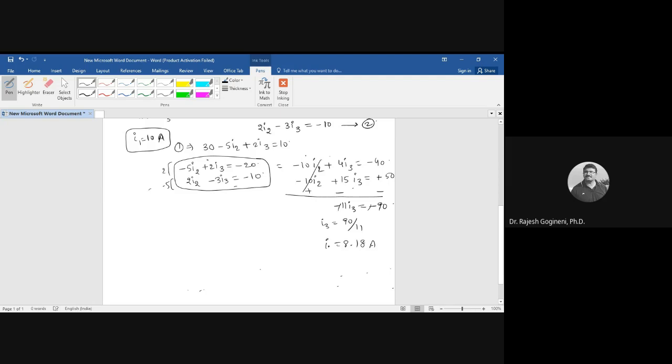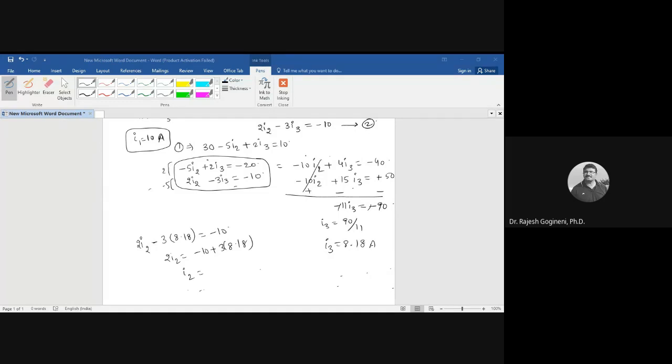I3. So now find I2 from this equation. Find I2. Already we know one relation, 2 I2 minus 3 I3 is equal to minus 10. So 2 I2 is equal to minus 10 plus 3 into 8.18. So minus 10 plus 3 into 8.18.